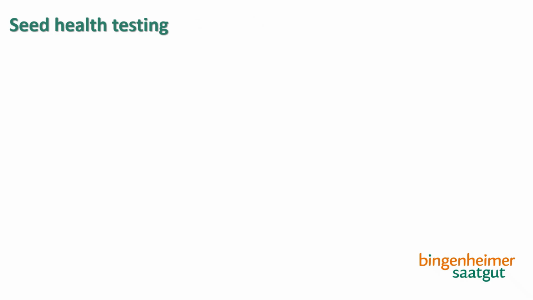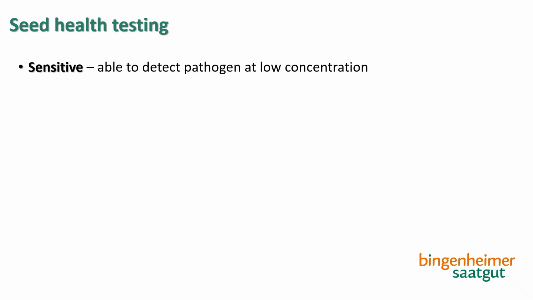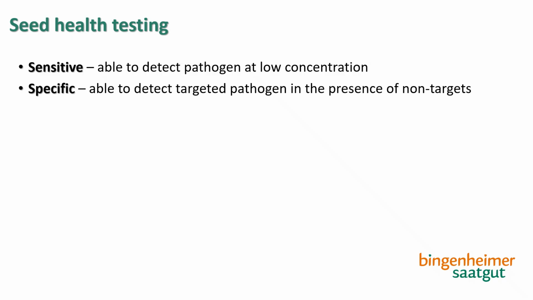Seed health testing has two main goals. The first one is to identify relevant pathogens on or in seeds and also to quantify them. And for seed health tests to be reliable, they must meet several criteria. It has to be sensitive, meaning able to detect pathogens even at a low concentration. It has to be specific, meaning able to detect the targeted pathogen in the presence of non-targets, for example, in carrots, to detect Alternaria dauci in the presence of Alternaria alternata.